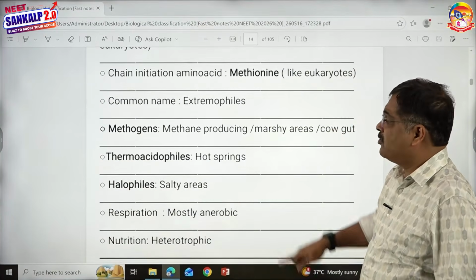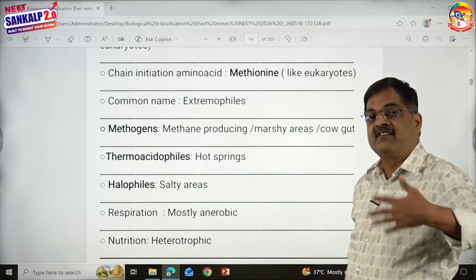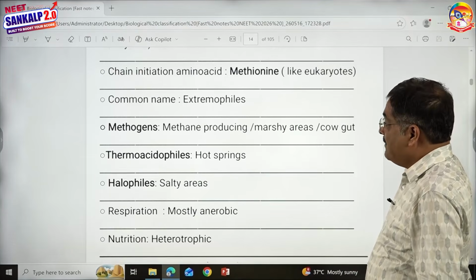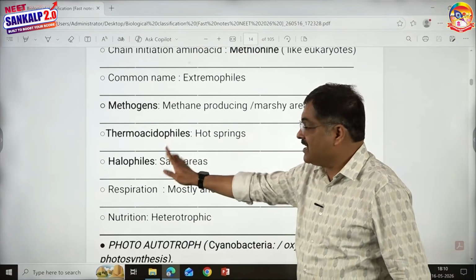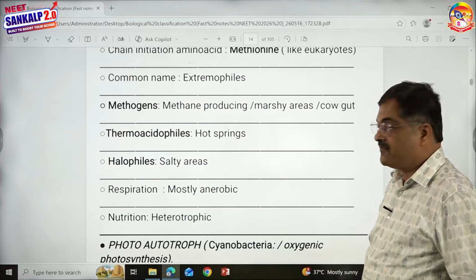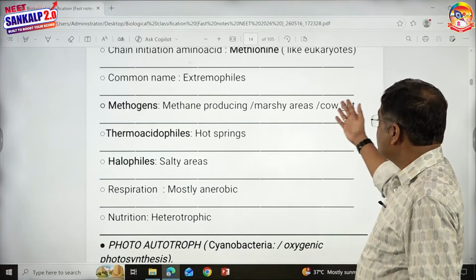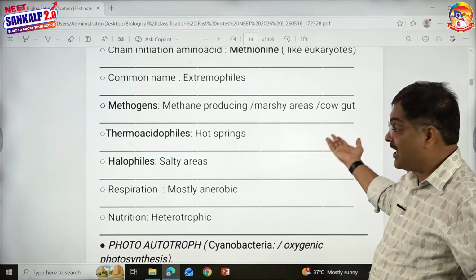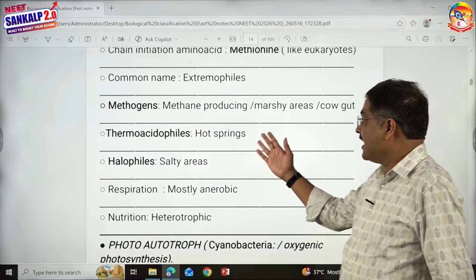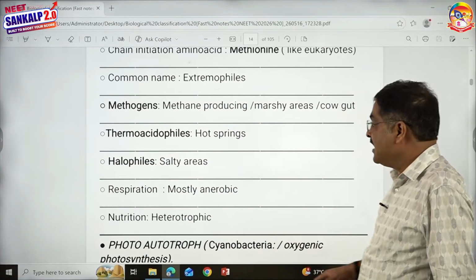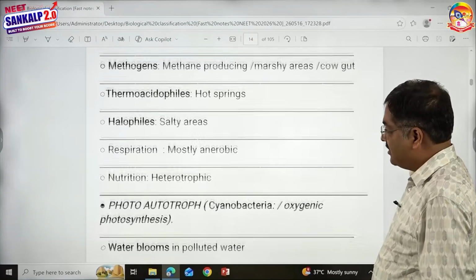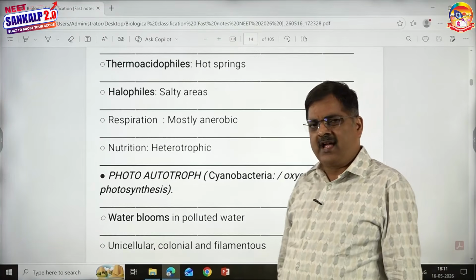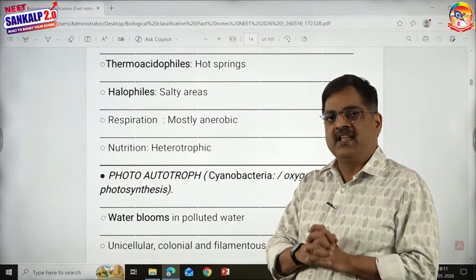Common name, extremophiles. Why? Because they survive in extreme conditions. Methanogens, thermoacidophiles and halophiles are the three types of archaebacteria. Methanogens produce methane; in marshy areas, cow dung, and also in the gut of cow you're going to see methanogens. Thermoacidophiles live in hot springs, and halophiles grow in salty areas. Respiration, I can't say always anaerobic, but mostly anaerobic.